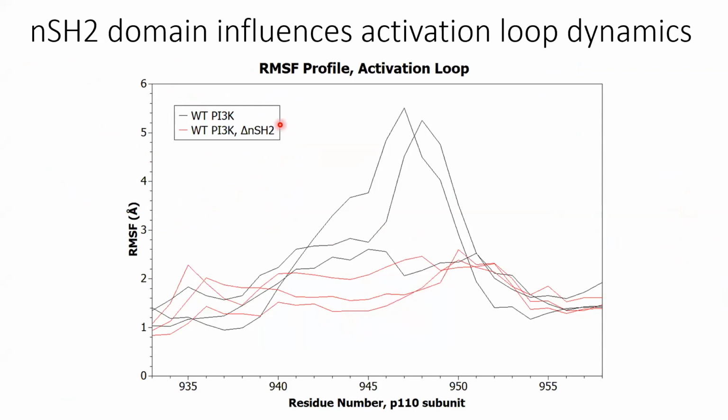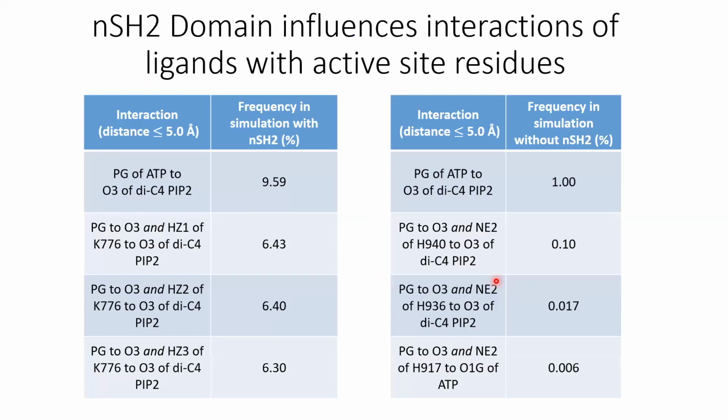And what we can see here is the RMSF profile of systems in which the NSH2 domain is not present in red, and in which the NSH2 domain is present in black. And as you can see here, these are the residues of the activation loop. And you can see that the RMSF profile here differs significantly in this region.